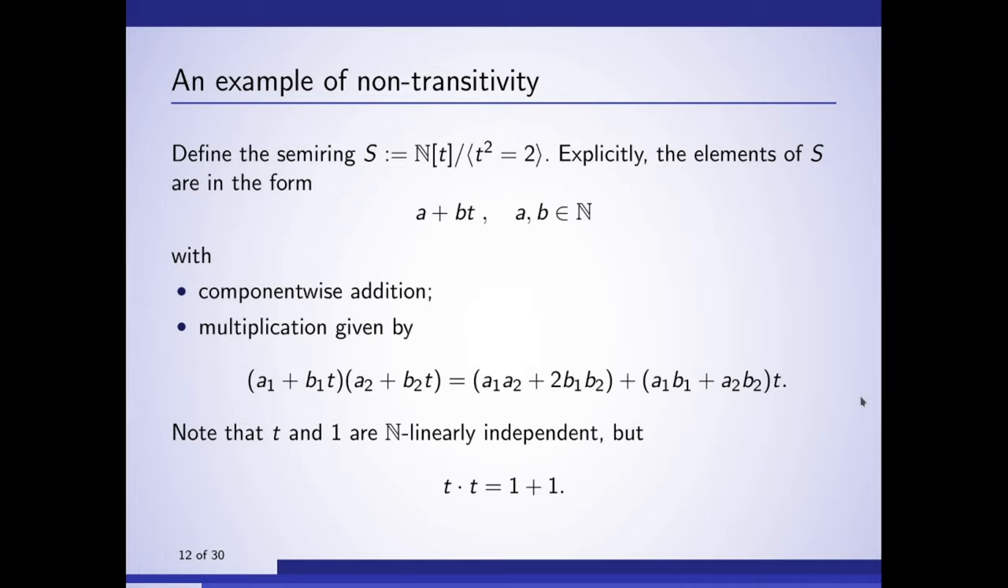Now, t and 1 are linearly independent over N. So just like complex numbers, 1 and i are two different directions. As a real vector space, these two are linearly independent. However, they are linked multiplicatively. As soon as you square t, then they're not independent anymore. A bit like complex numbers. All right. So that's our semiring.